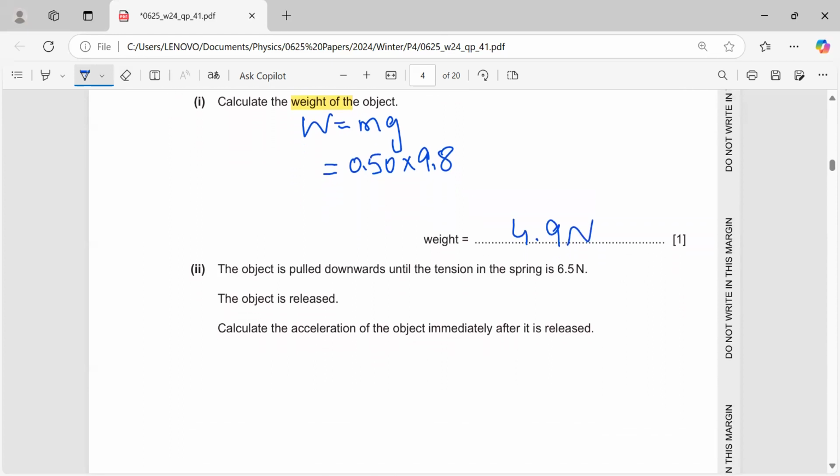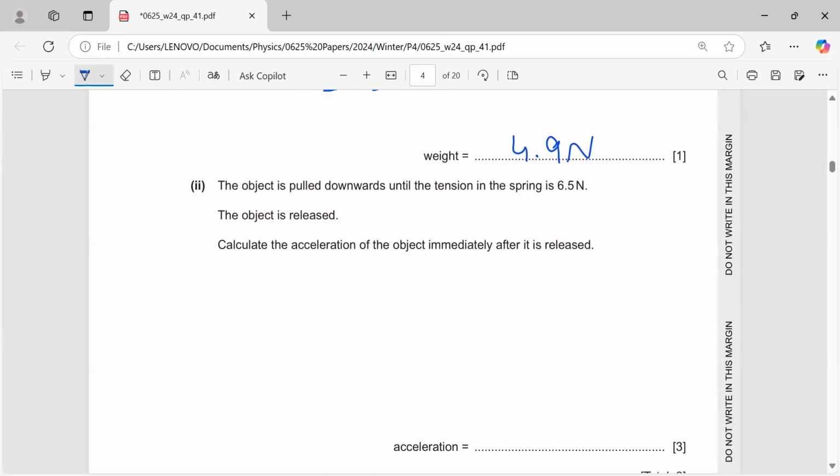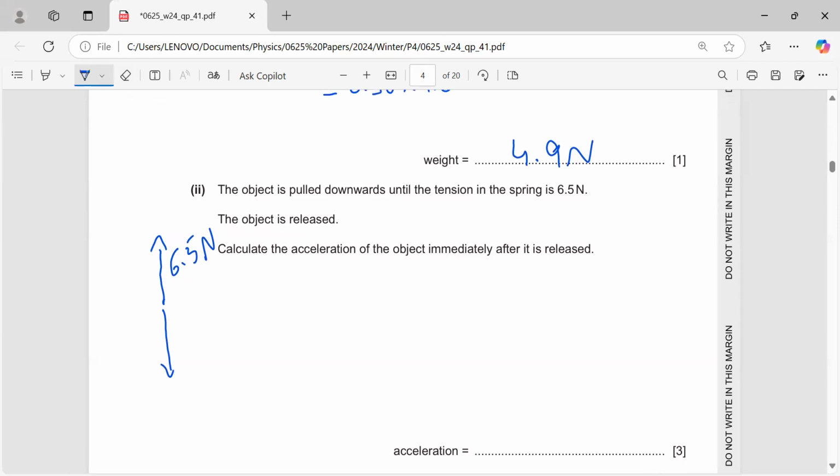The next part of it is the object is pulled downwards until the tension in the spring is 6.5 Newton. They are saying that the object is pulled downward, but you know that tension is always opposite the force. So 6.5 Newton is the tension, which is opposite to the applied force. The object is released. Calculate the acceleration of the object immediately after it is released. You know that the mass of the object is 0.5, and we calculated the weight. The weight of the object is acting downward, which is 4.9 Newton.